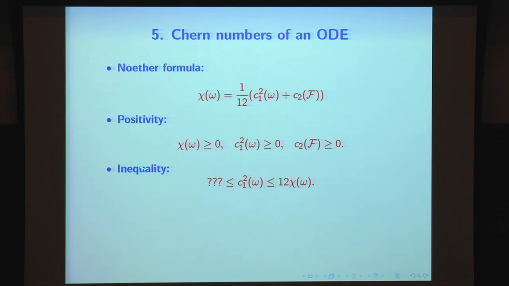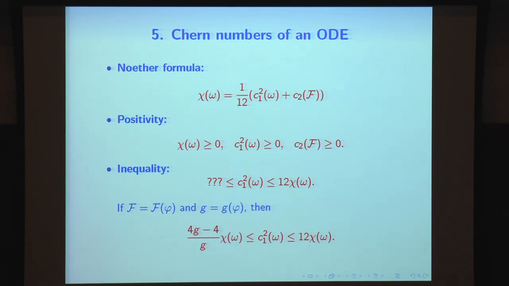We have inequalities like this. This is because of this one and the non-negativity of C2. Here should be omega.